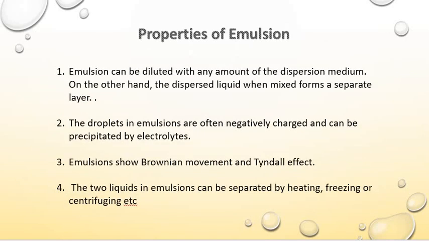Now, properties of emulsion. An emulsion can be diluted with any amount of dispersion medium. On the other hand, the dispersed liquid, when added, forms a separate layer. The droplets of an emulsion are often negatively charged and can be precipitated by electrolytes. Emulsion shows Brownian movement. It shows the Tyndall effect, and the two liquids of an emulsion can be separated by heating, freezing, or centrifuging.